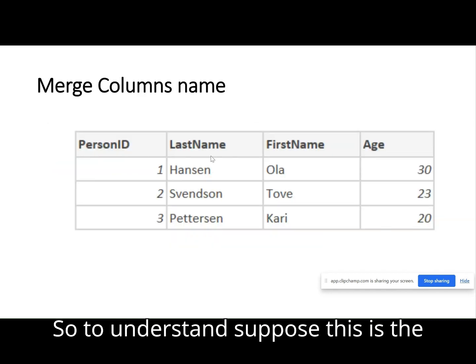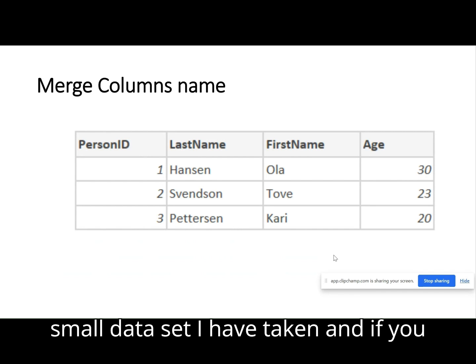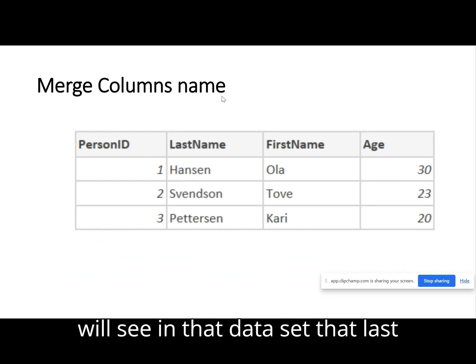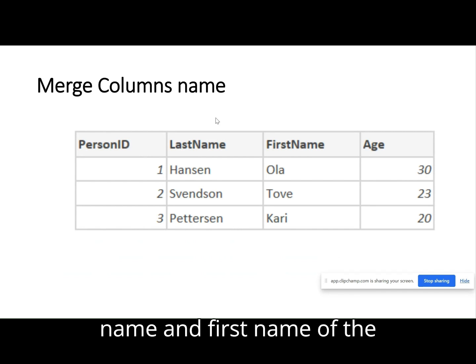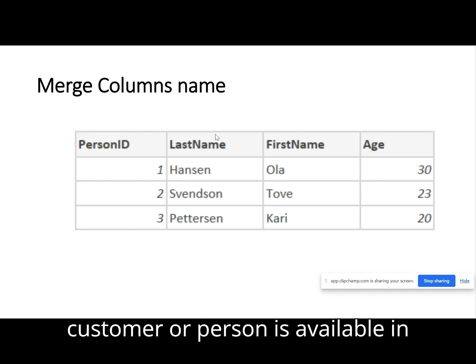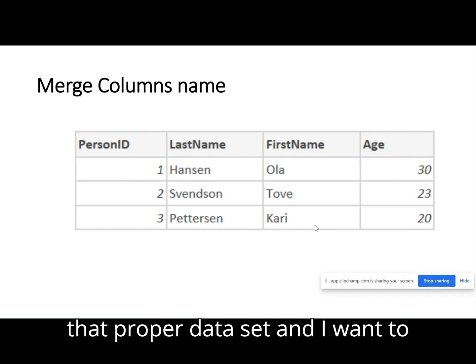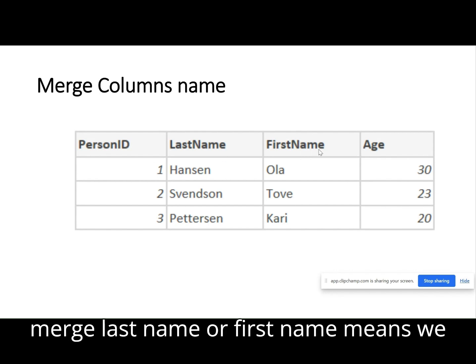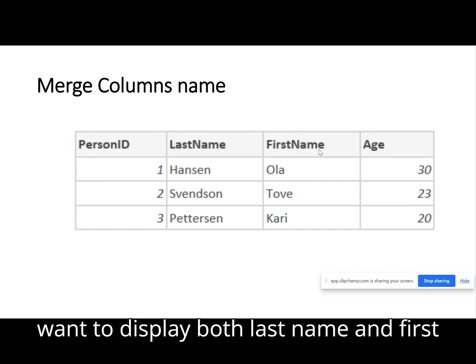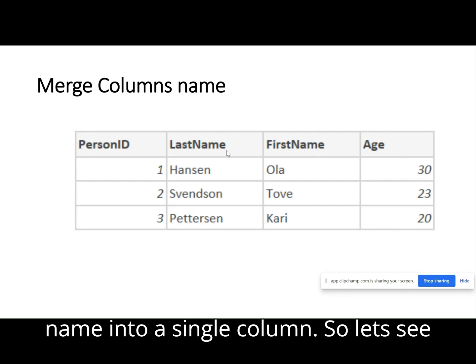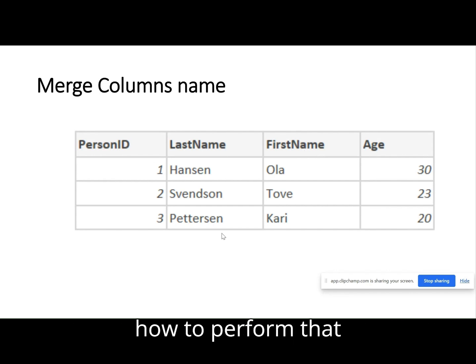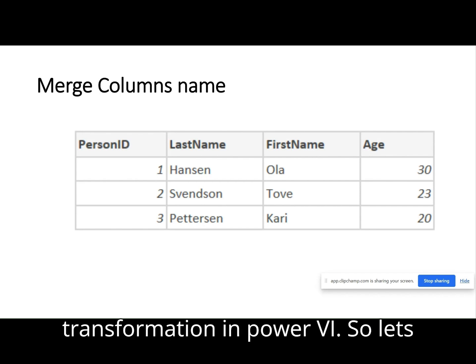To understand, suppose this is the small data set I have taken. If you look at that data set, the last name and first name of the customer or person are available in separate columns. I want to transform that data set and merge last name and first name, meaning we want to display both last name and first name in a single column. So let's see how to perform that transformation in Power BI.